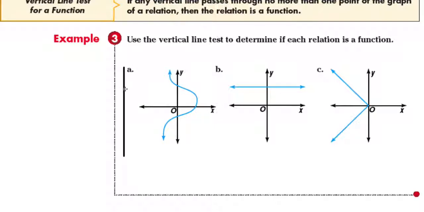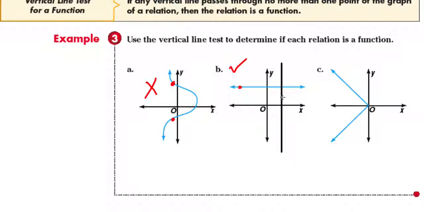So this is my vertical line, and if you notice, as I pass through this graph right here, it intersects my vertical line at 2 points. So since it intersects my vertical line at 2 points, this is not a function. So we can cross that out, not a function. And we move on to B, and if you notice, every single time I move it to the right, my vertical line will intersect that line at exactly 1 point every single time. So therefore this is a function. We give a check to that as a function.